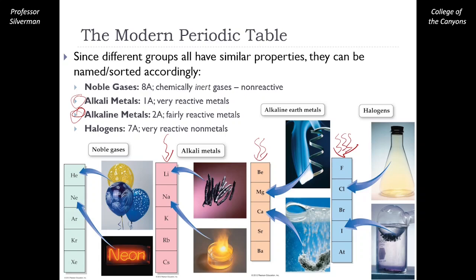Third, we can talk about group 17. These are the halogens, 17 or group 7A. The halogens are nonmetals, but they are very reactive nonmetals. We have things like fluorine, chlorine, bromine, iodine. These are our reactive nonmetals known as the halogens.